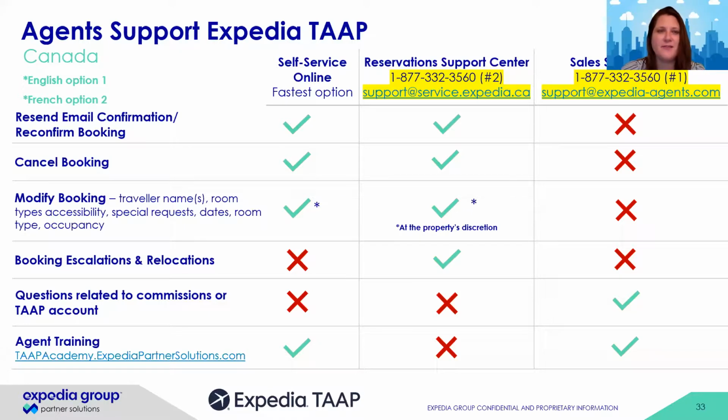Okay, we have a question from Deborah. She is having a little bit of trouble because she likes to send her clients quotes with a nice layout, and she finds it hard to do in Expedia TAAP. She has to do all this awkward copy and pasting. Is there an easier way to do it?